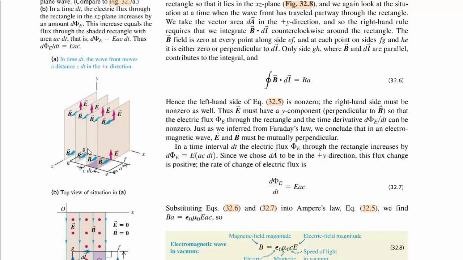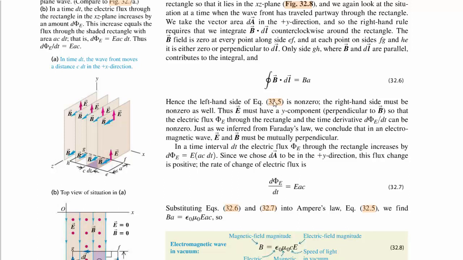Again, as we walk around this path from G to H, the B field and the path are in the same direction, so we get that term BA. On this leg and that leg, the B and the path are perpendicular, so it gives no contribution. And out here in front of the wave, there is no B field.